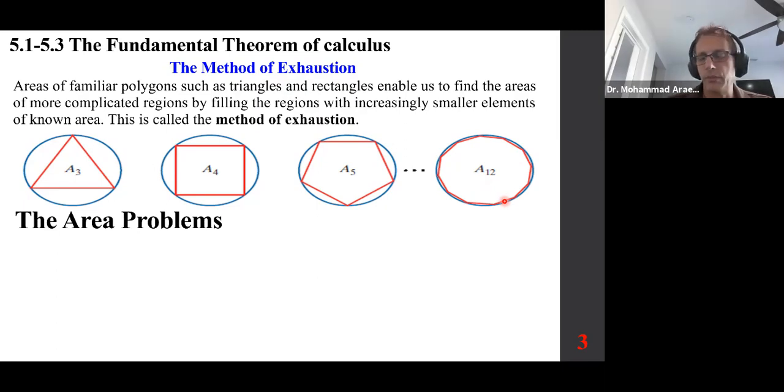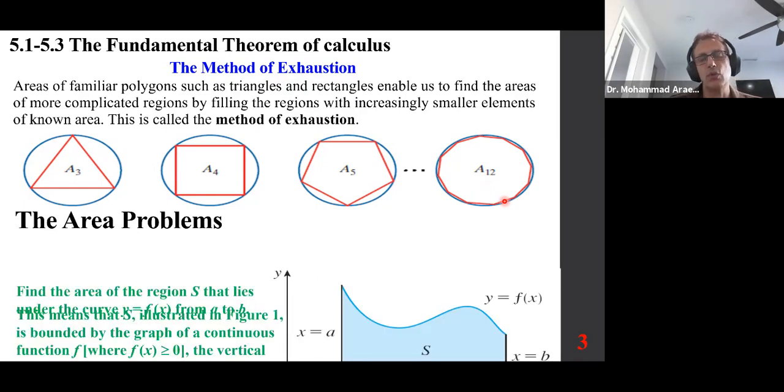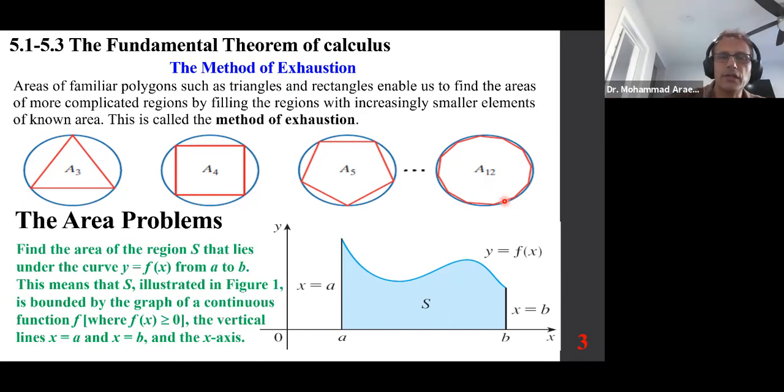The area problem can be solved in the same manner. So we are interested in finding the area under the curve between the function y equals f of x and the x-axis in the interval of a to b. If it's a geometric shape we have a formula for, we can calculate the area. But when it's not, how do we achieve that? That's the idea behind the method of exhaustion.